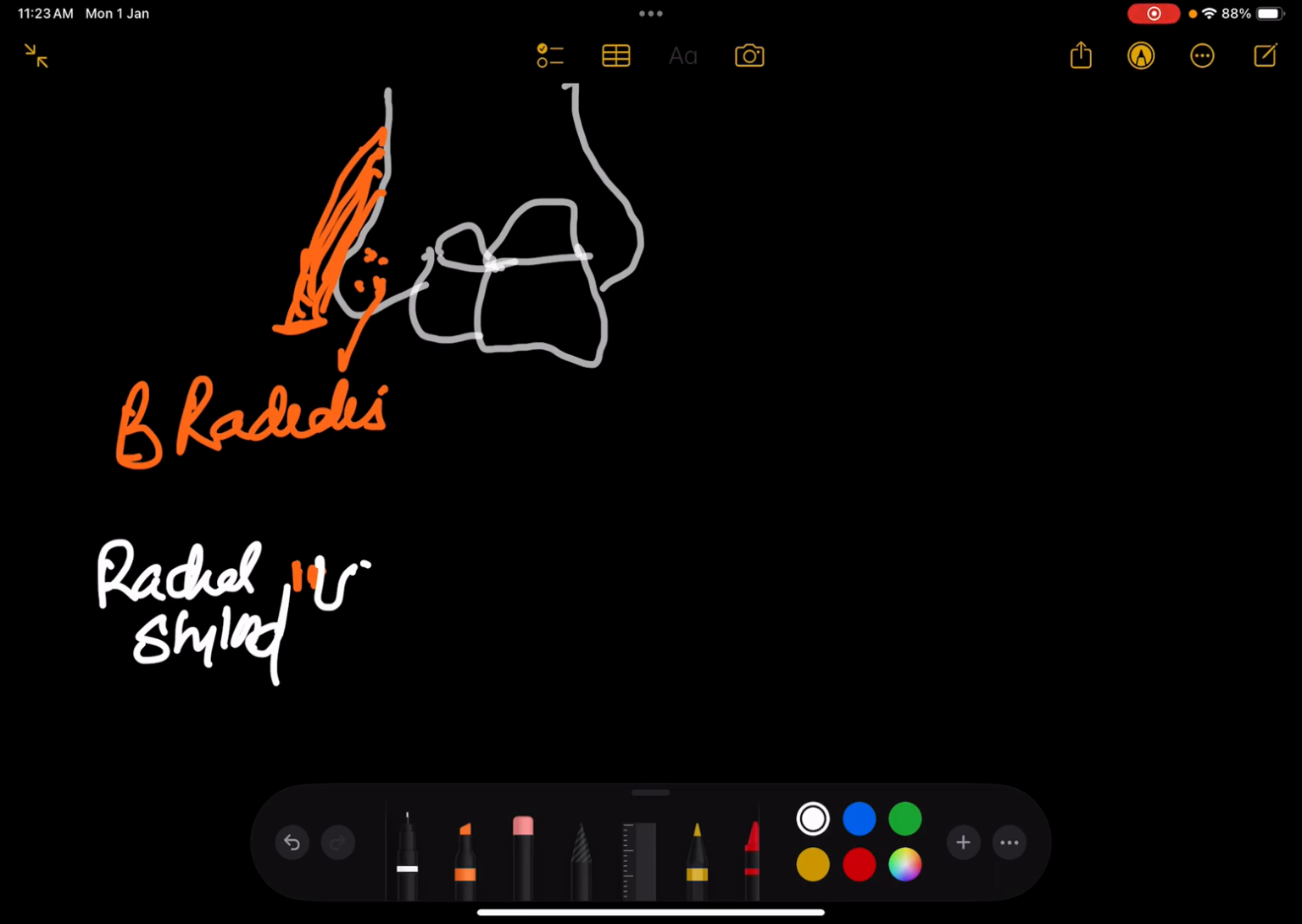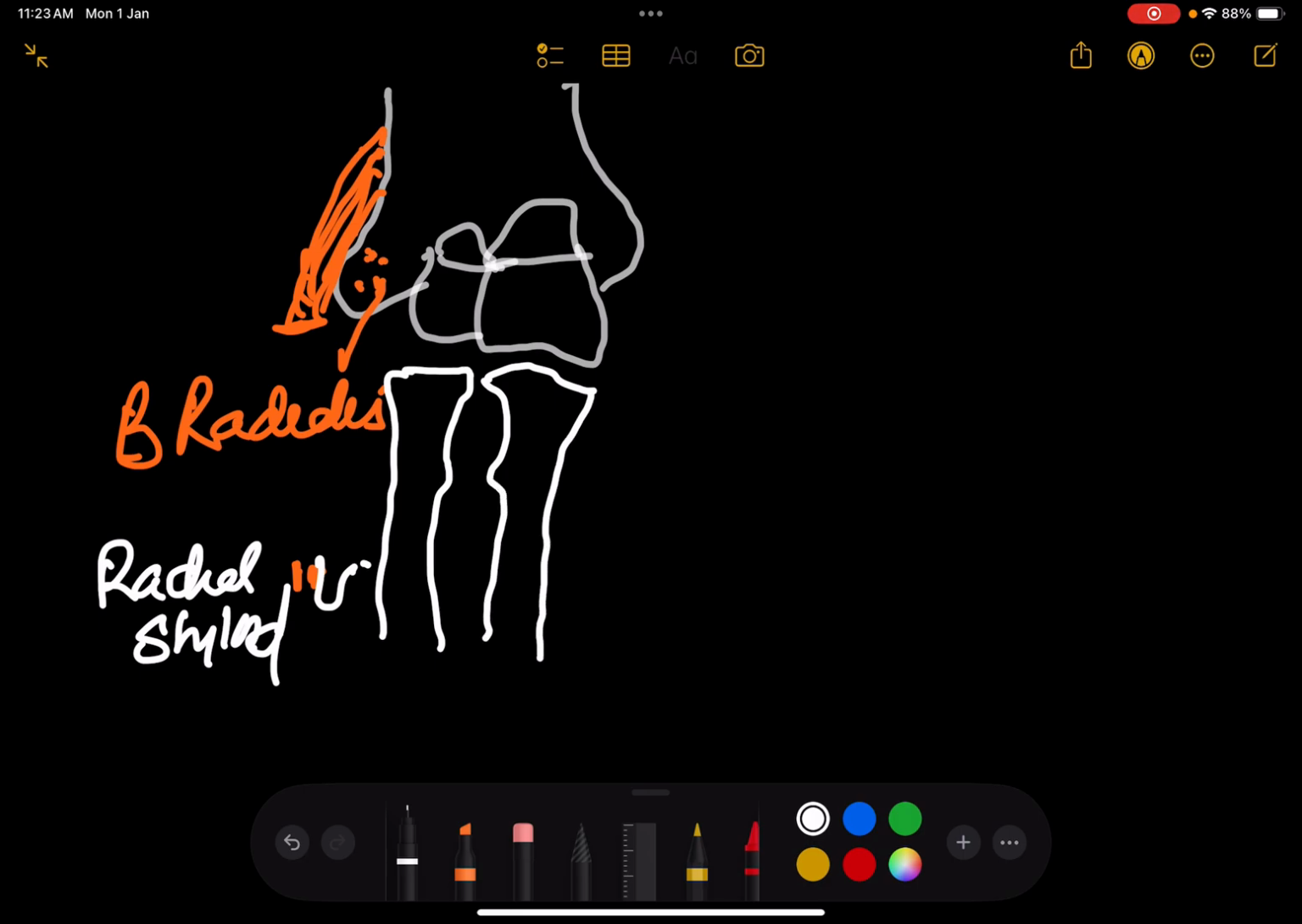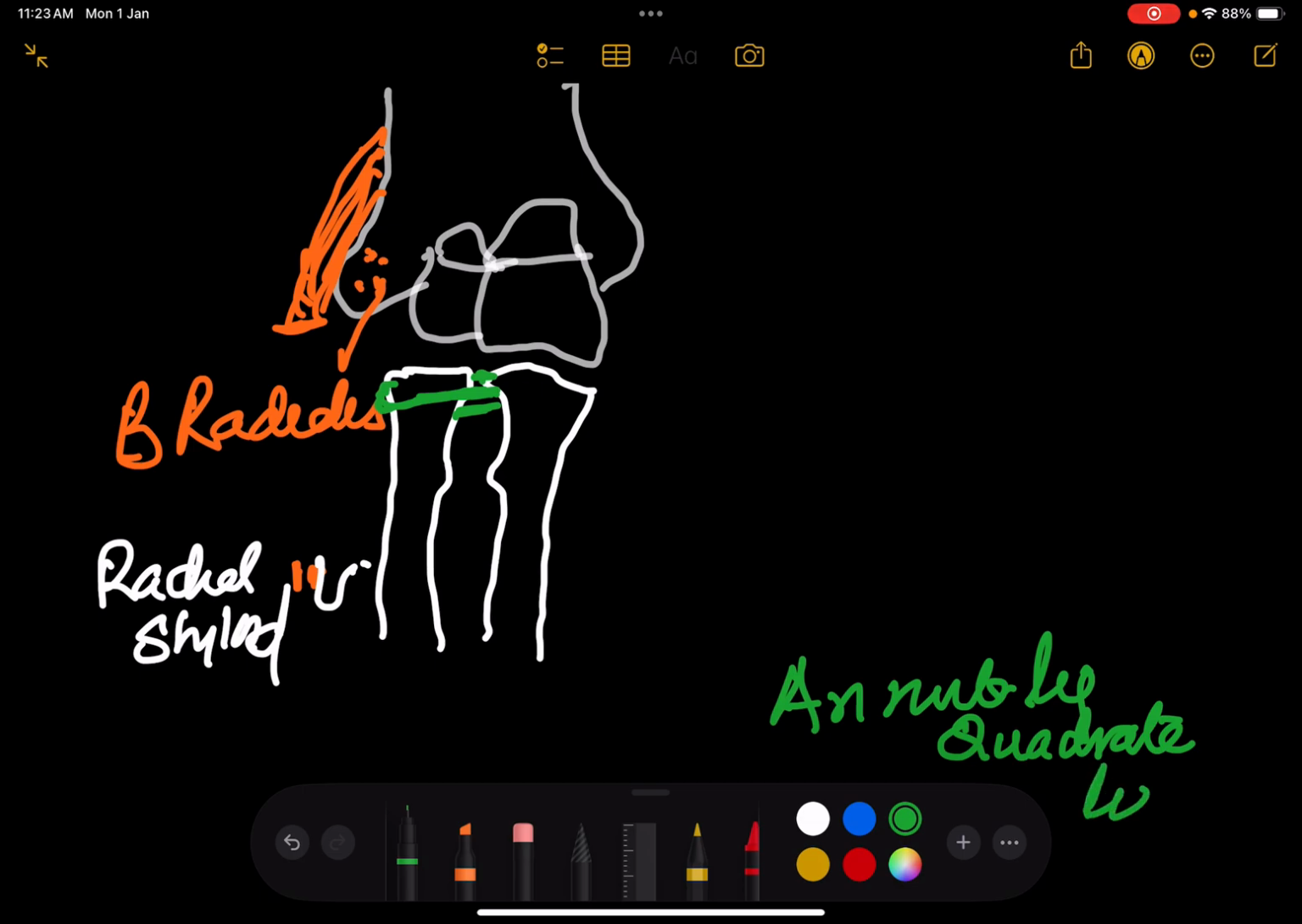Then we have this head of the radius and the radial tuberosity. Then we have this coronoid process of the ulna and the ulnar tuberosity. We have a ligament arising from the upper end of ulna winding around the radial head, which is called the annular ligament. There is a ligament inferior to the radioulnar joint also, called the quadrate ligament. And then this part of the humerus and the radius is covered by the capsule.